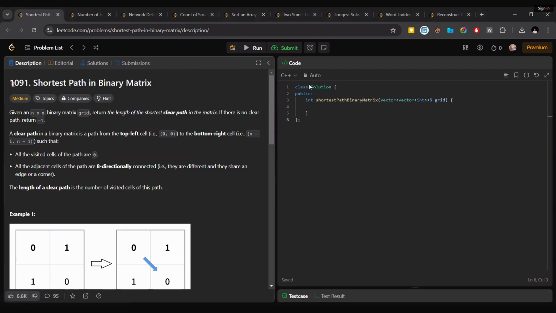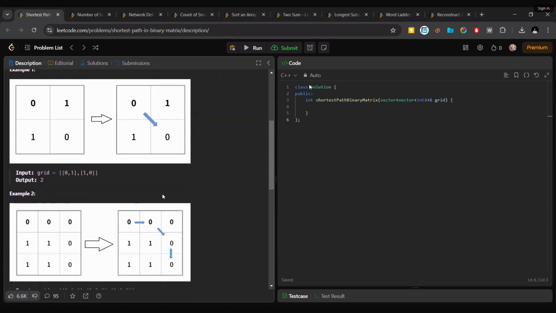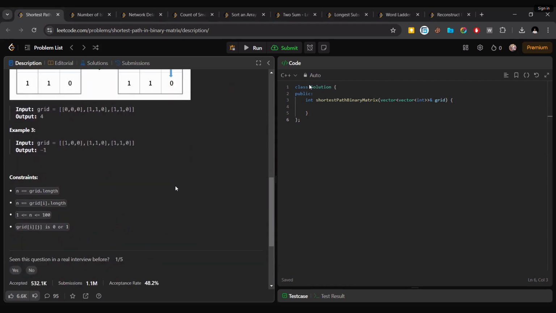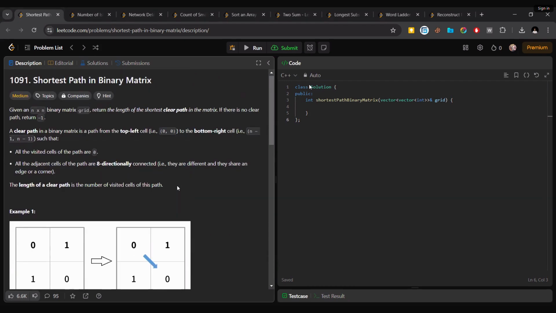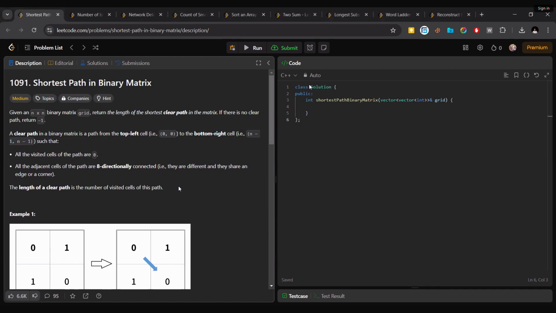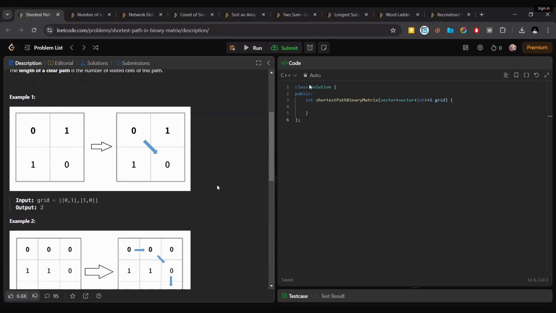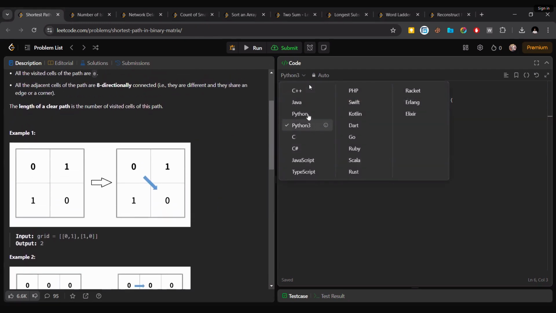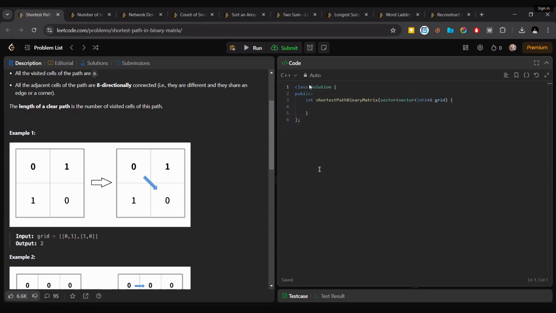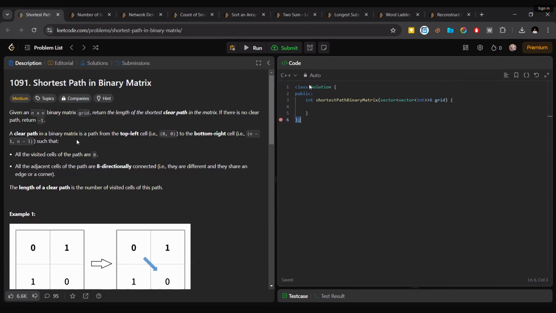So one is question number 1091. I'm just giving you hints all over, but try it yourself. This one you have to use BFS, breadth first search, because this is a pathfinding one. You can find the answer for this very easily by using BFS. You can use Python if you are comfortable with that, or C++, C, PHP, whatever.